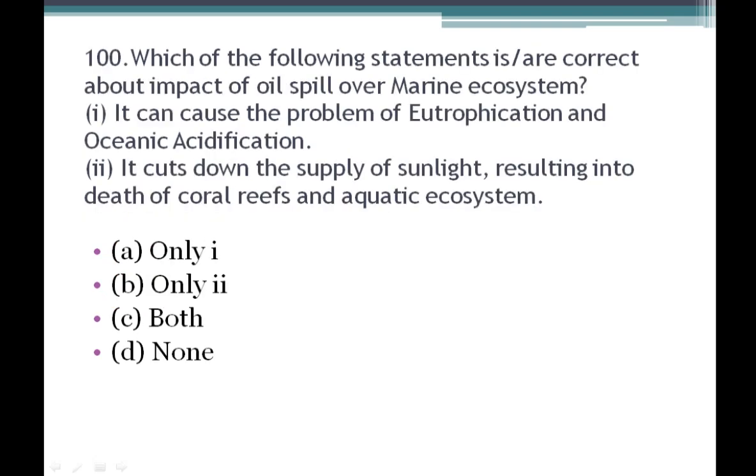So the last question is question number 100. Which of the following statements is or are correct about impact of oil spill over marine ecosystem? Number 1. It can cause the problem of eutrophication and oceanic acidification. Number 2. It cuts down the supply of sunlight, resulting into death of coral reefs and aquatic ecosystem. So the correct answer is option B, that is only 2.